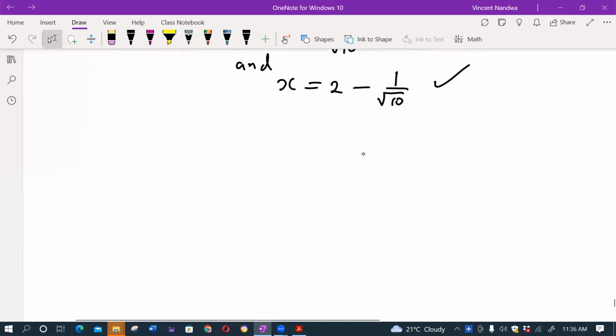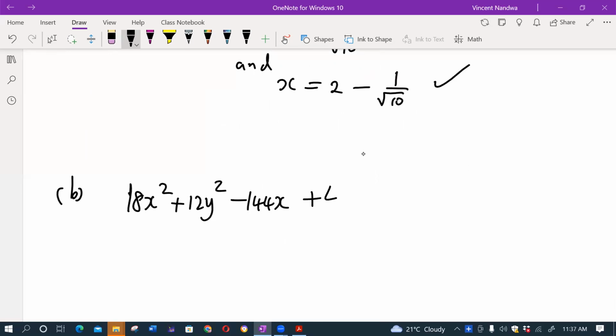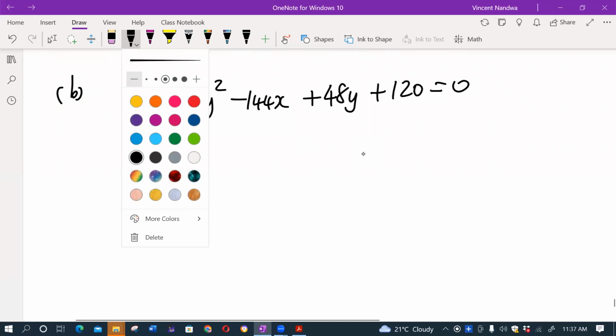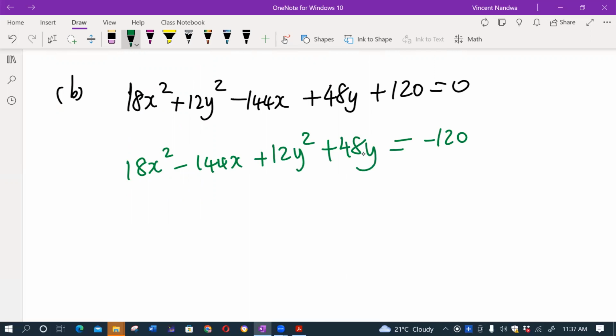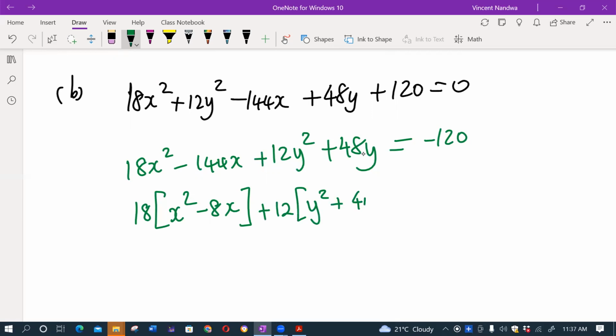The second problem, B, we had 18x squared plus 12y squared minus 144x plus 48y plus 120 equals 0. So we complete the squares to write this in standard form. So we'll have 18x squared minus 144x plus 12y squared plus 48y is minus 120. So it'll be 18 into (x squared minus 8x) plus 12 into (y squared plus 4y) equals minus 120.